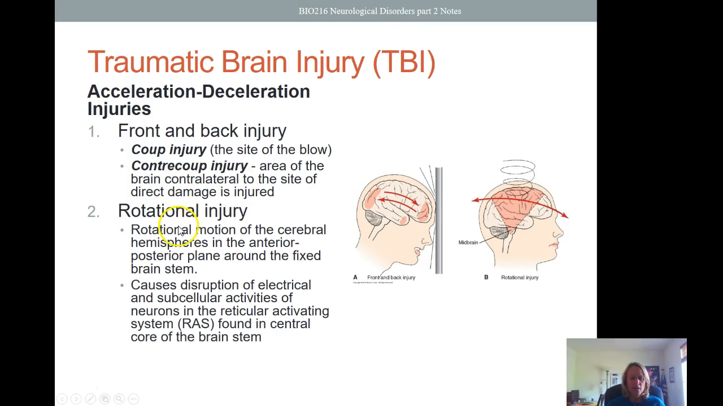Rotational injury occurs due to rotational motion of the cerebral hemispheres in the anterior-posterior plane around the brainstem, which is fixed. And this causes disruption of electrical and cellular activities of neurons in the reticular activating system.